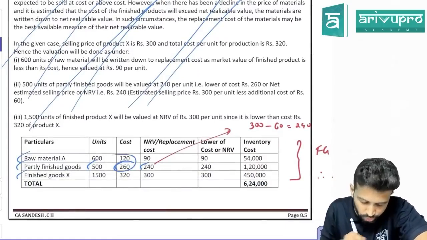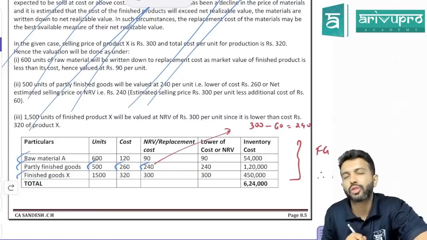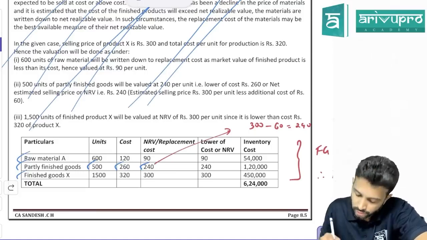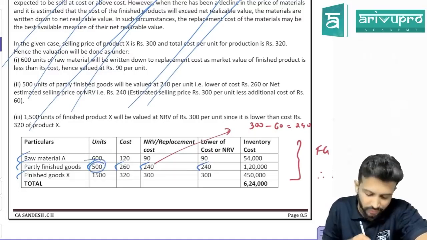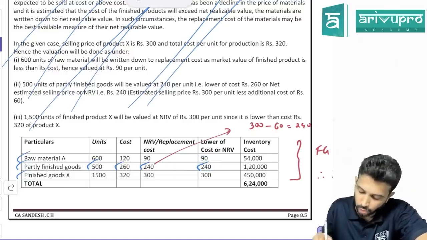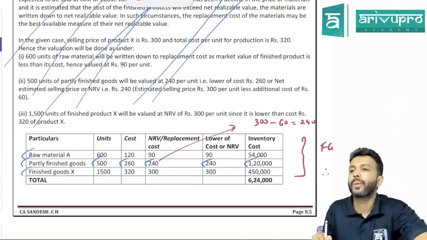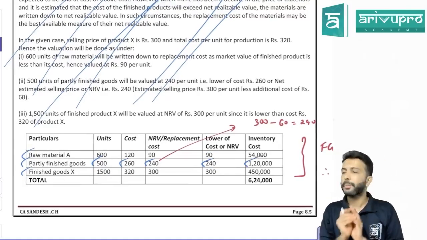Cost of WIP is 260. NRV is 240. So which is lower? NRV is lower. So inventory will be valued at 240 per unit. How many units do you have? 500 units. So 500 multiplied by 240. How much is that? 1,20,000. That is the value of your work in progress.